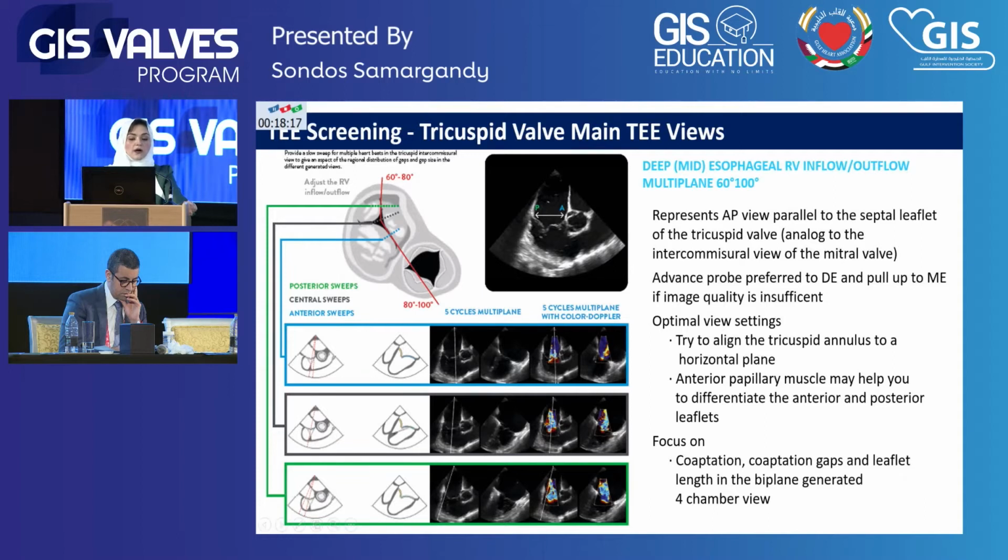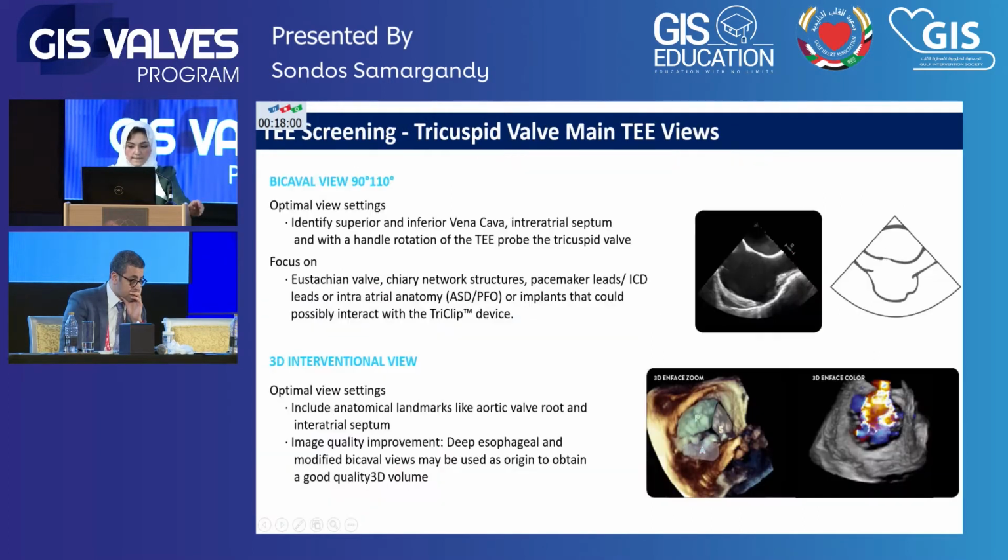This is what we call the RV inflow-outflow, usually in the mid-esophageal, usually ranging between 60 and 90, depending on your patient. As you can see, the more you come here, it's the anterior, and the more you go here in the middle, or you go to the posterior.